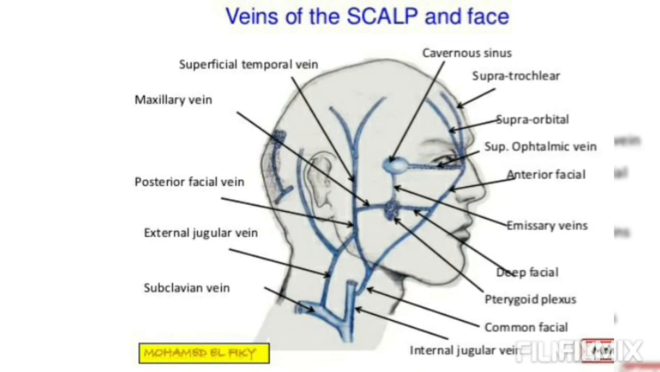The anterior division unites with the facial vein and forms the common facial vein and drains into the internal jugular vein, whereas the posterior division unites with the posterior auricular vein to form the external jugular vein and drains into the subclavian vein. Next, let's see about the emissary veins, the parietal emissary vein and the mastoid emissary vein.